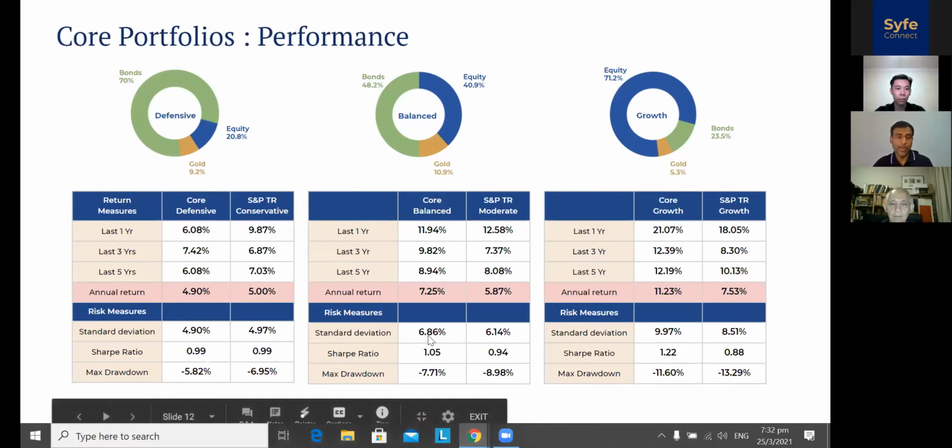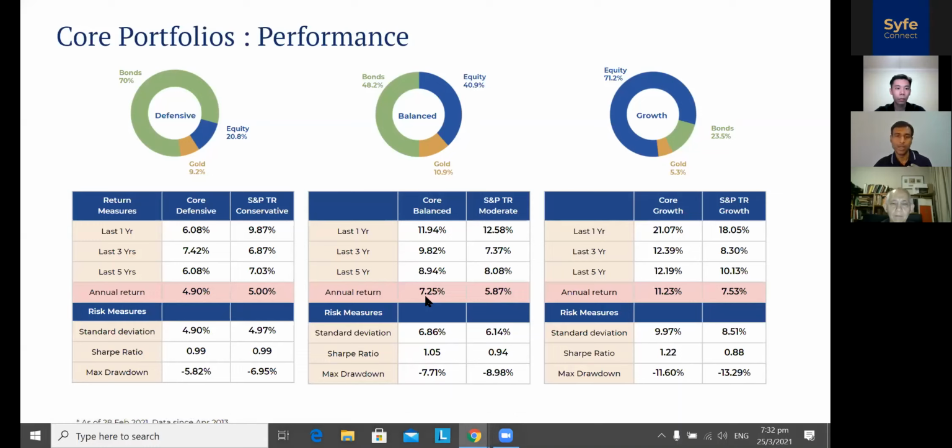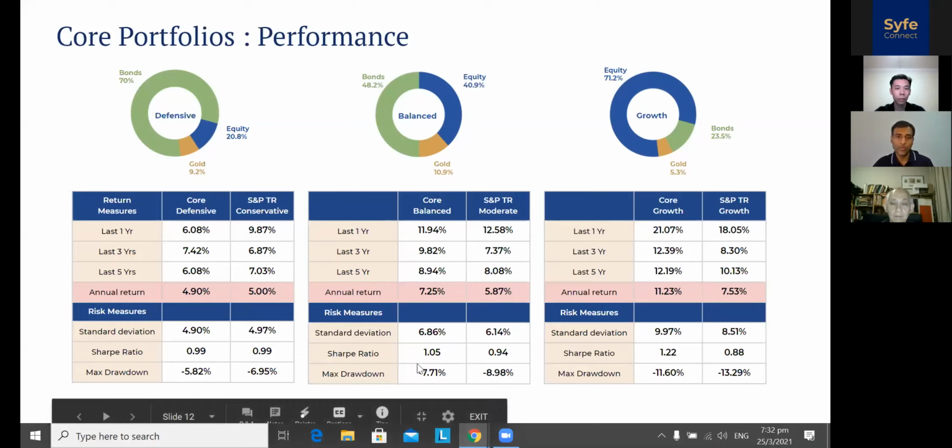And again, if you look at the actual risk measurements, you see that the risks are not too different, right? So the standard deviation is roughly similar, but the Sharpe ratio is actually better for our portfolio because we get higher return for almost the same amount of risk that you're taking. Of course, the drawdown risk increases a little bit to 7.7% here for the balanced.